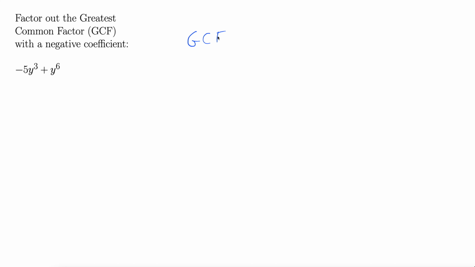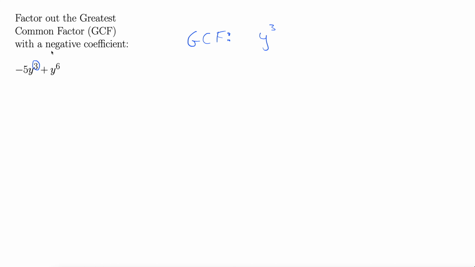The GCF, remember that the variable with the lowest exponent goes into the GCF. Right here we have 5 and 1, so there's nothing in common there, so we don't even worry about these coefficients. So let's just look at y cubed and y to the 6th, so it'll just be y cubed.